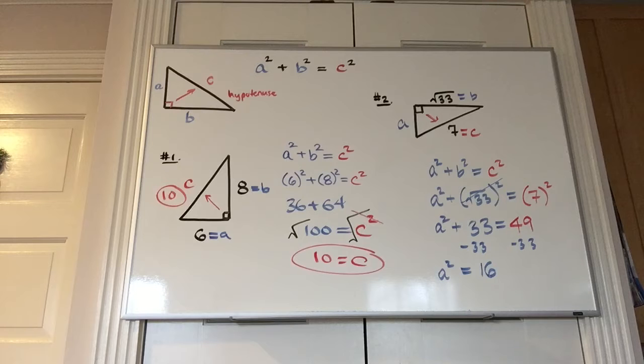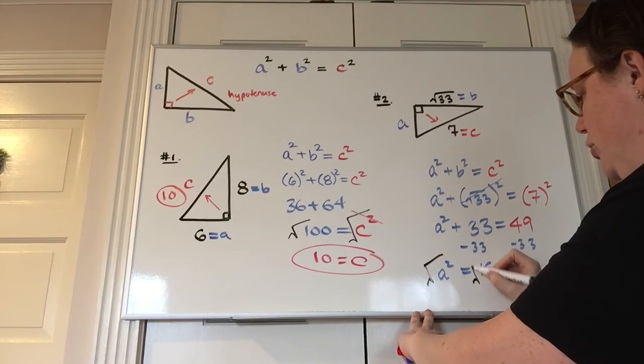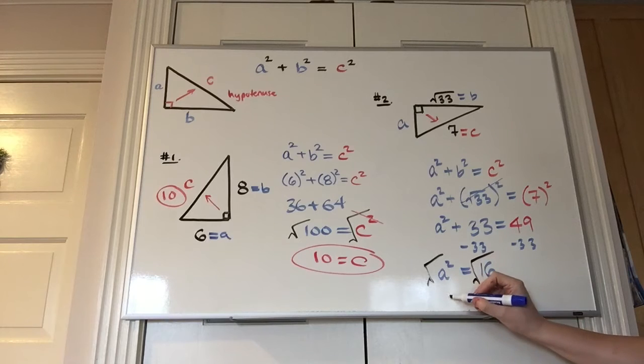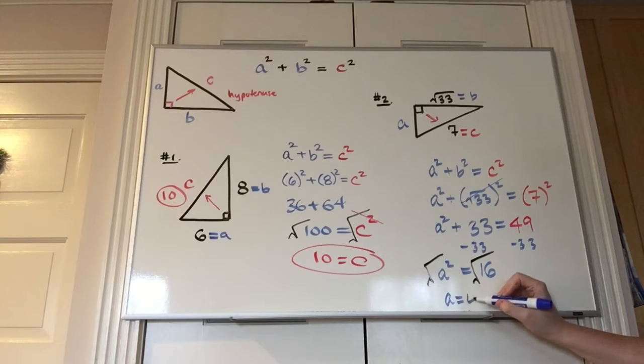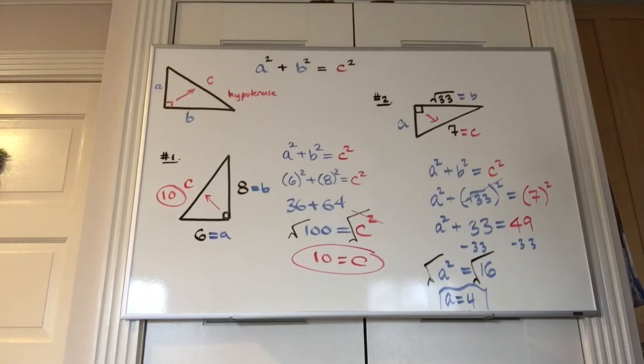Again, you can probably do that in your head. You might be able to just say, oh, 4 is the number that squares to 16. But technically, what your brain is doing is taking a square root. It's asking what squares to this number. The square root of a squared just gives me a. The square root of 16 is 4. The length of that side is 4.